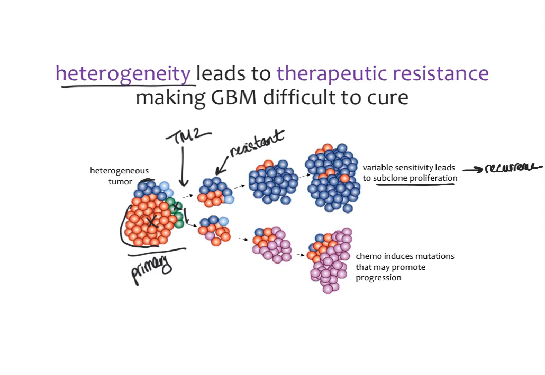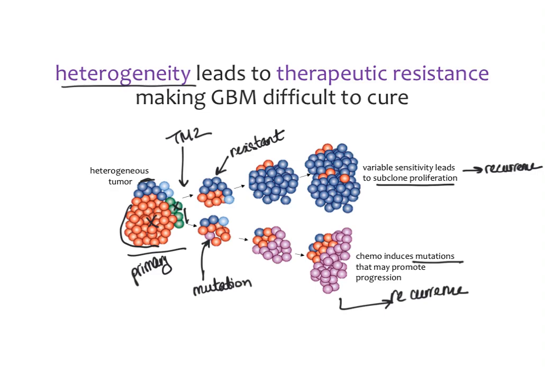On the other hand, the other thing to keep in mind is that when we give TMZ or these aggressive drugs, they may induce mutations. And so here our purple cell is a mutated cell. And this purple cell, because it's mutated, is not sensitive to TMZ either, and so it is also going to proliferate over time, and eventually it creates a whole new tumor. That is our recurrent tumor. So chemo can induce mutations, and that can also cause recurrence.